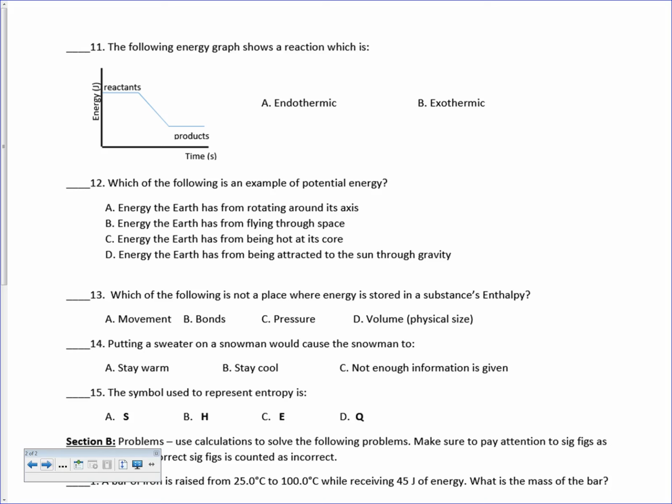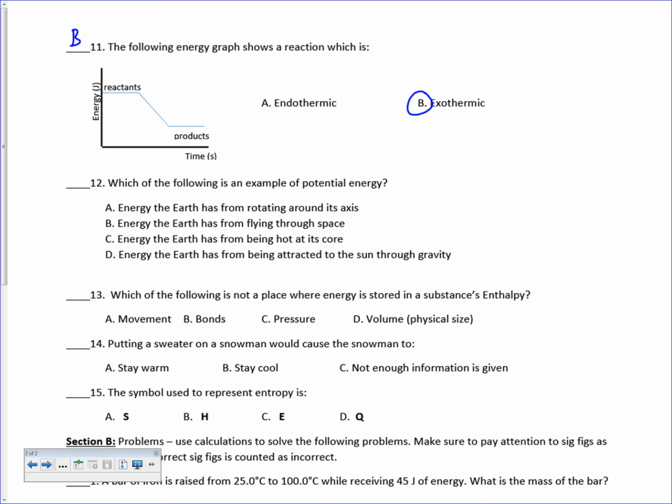On to page 2, it says the following energy graph shows that the reaction is, and here we see that the reactants have more energy than the products. If the reactants have more energy than the products, that means energy must have been lost or given off in this process. If that's the case, then it is exothermic, which is B.